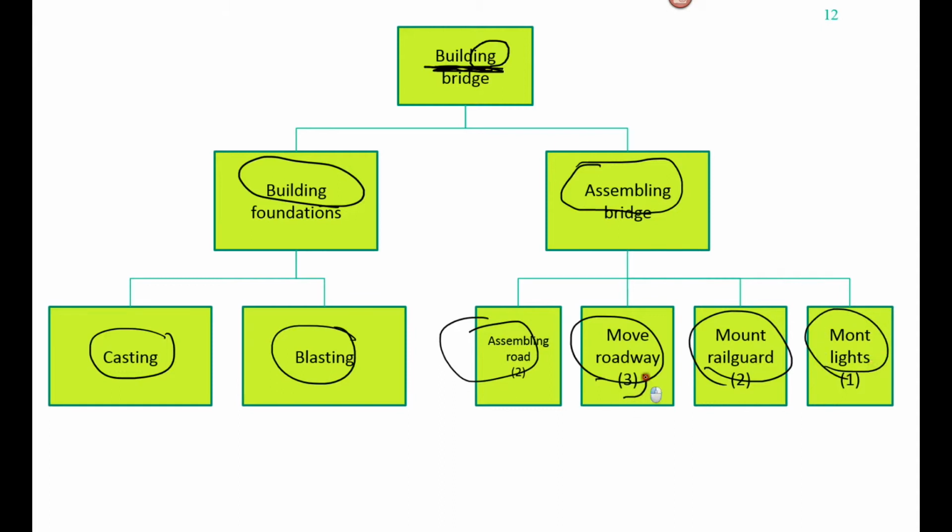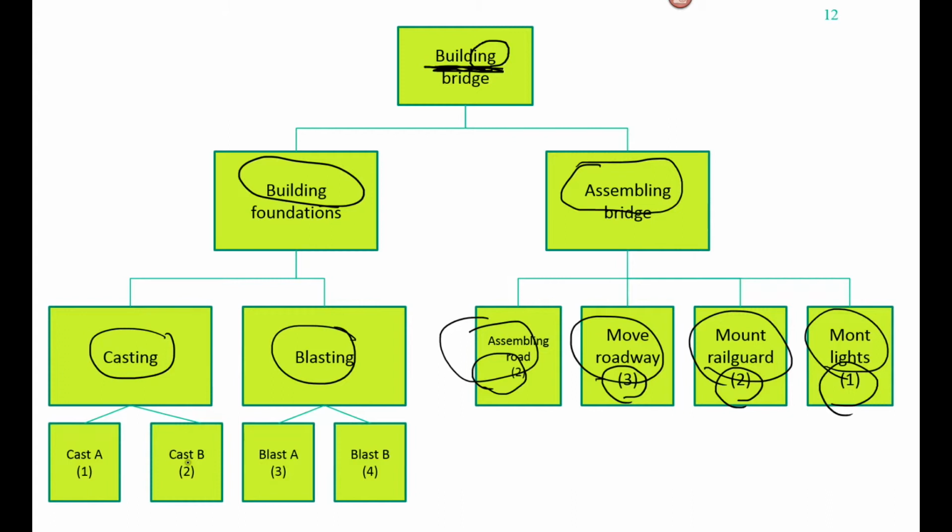And actually these figures here are our estimated times, durations for the activities in days. And we can break this side of the structure down one more level and say cast A, cast B, blast A, blast B, with the duration as somebody has come up with in numbers in the brackets. Okay? These are work packages. Work packages are the activities at the lowest level in the structure.